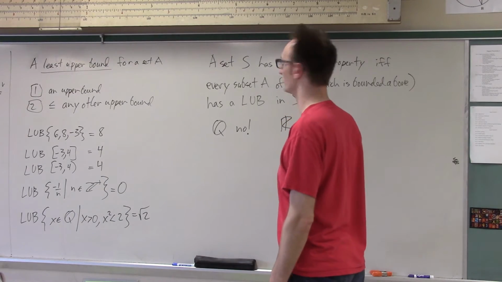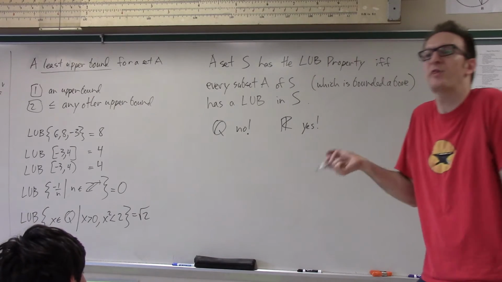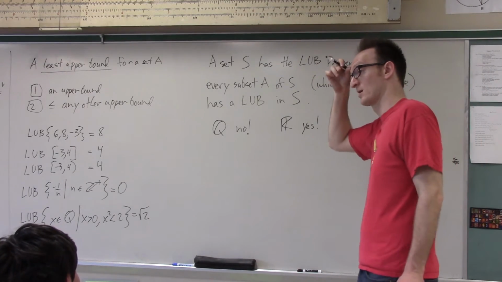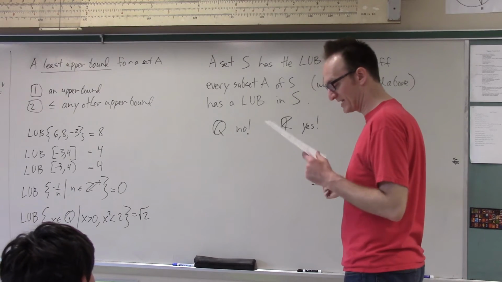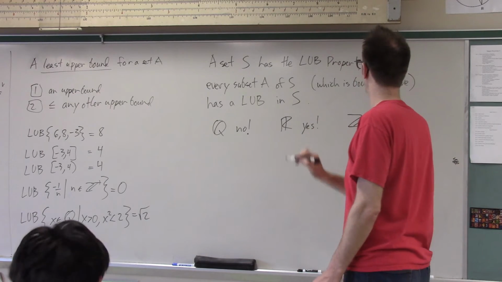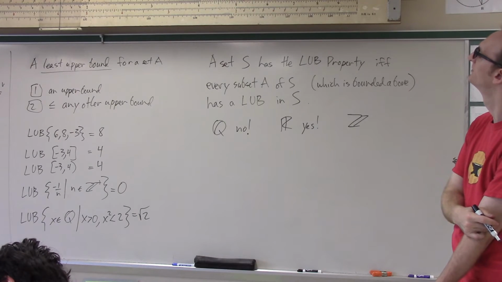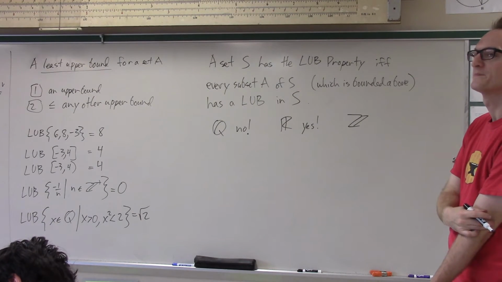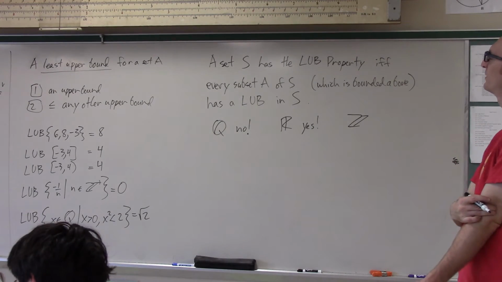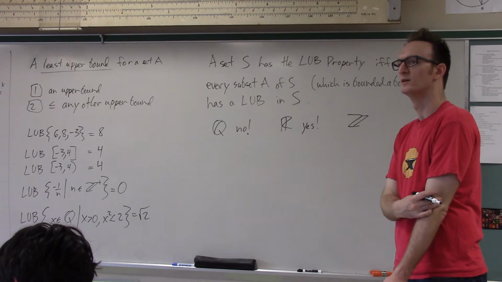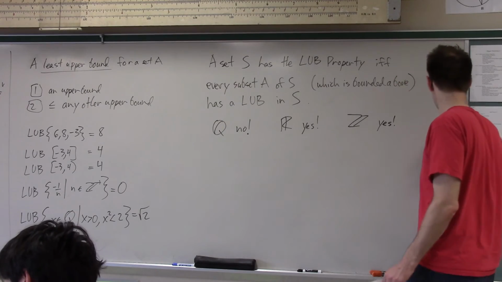What about the real numbers? Yeah, they do. The real numbers have the least upper bound property, and that is the thing distinguishing the real numbers from the rational numbers. Is there any way to prove that? No, it's just like an axiom. Interestingly, the integers, I don't know, it kind of seems like they do. If you take a subset of integers which is bounded above, what's the least upper bound of that set? It's just the biggest one. So the integers do have the least upper bound property.